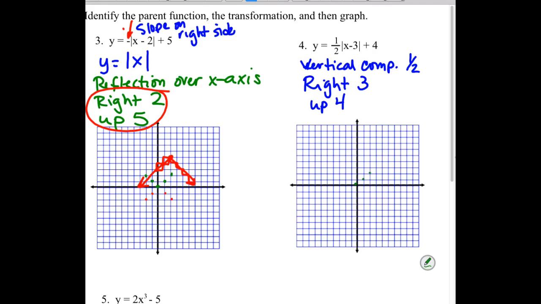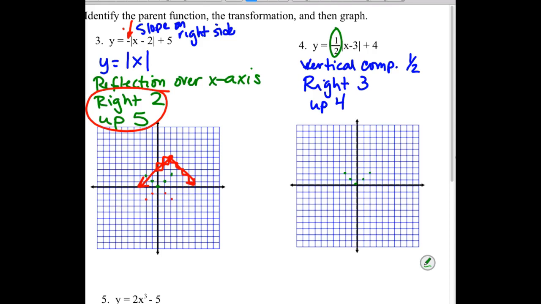All right, so get our parent function points plotted. We are going to compress that. So instead of our V being this steep, we're going to flatten it out. Remember we said that the front value here is going to represent the slope on the right side. So instead of having a slope of 1, we're going to have a slope of 1/2. Right? It's going to be more gradual.